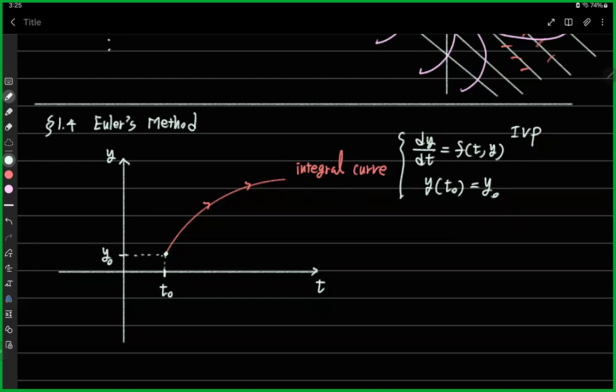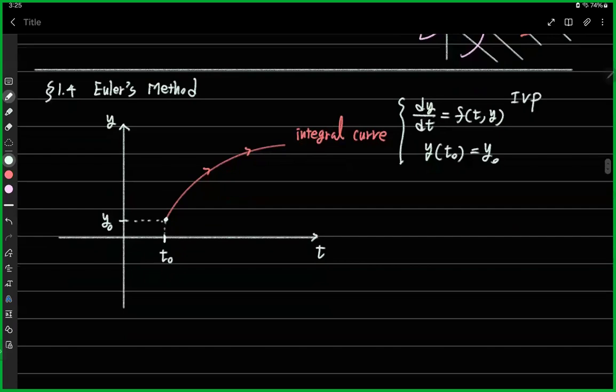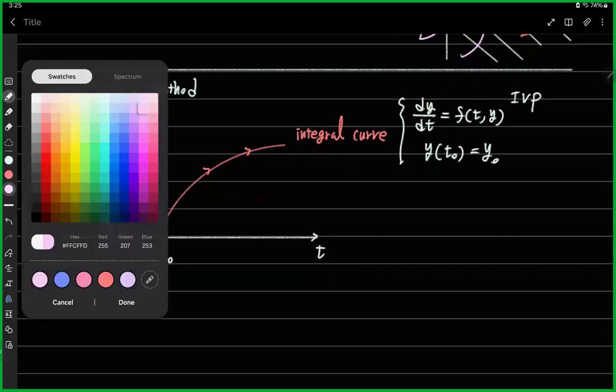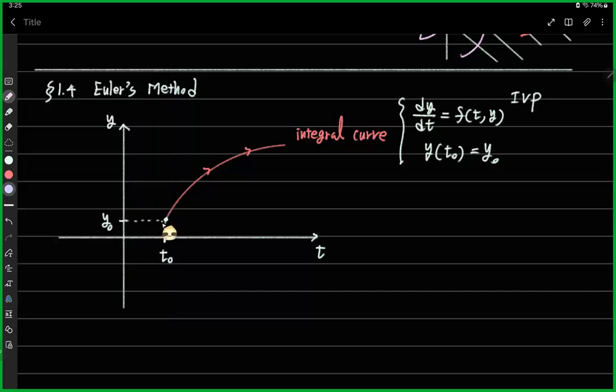Now we just draw a short line segment like what we did in the direction field. That's the slope of the tangent line. This is the tangent line at t0 comma y0, isn't it?